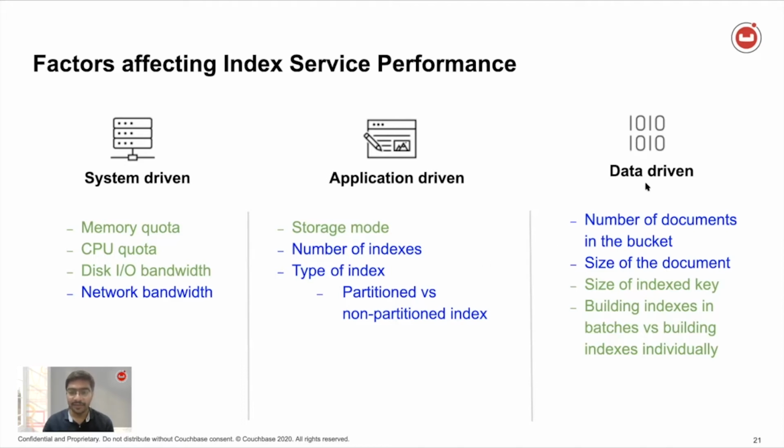In the data-driven factors, we have covered the size of the indexed key and the advantages of building indexes in batches. We have not explicitly covered the number of documents in the bucket, but if there are more documents in the bucket, that means there is more index data, and this in turn relates to the memory quota and the storage mode decisions that the user has to take. Coming to the size of the document, the projector evaluates each document that is streamed against all the index definitions, and if the size of the document is large, this can affect the ingestion rate from projectors to the indexer.